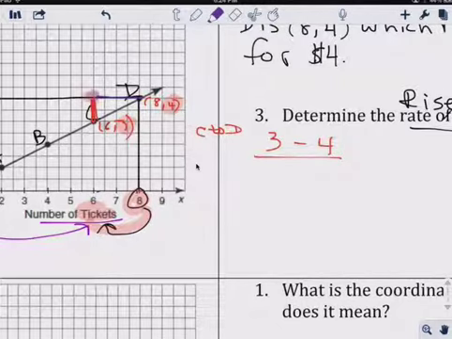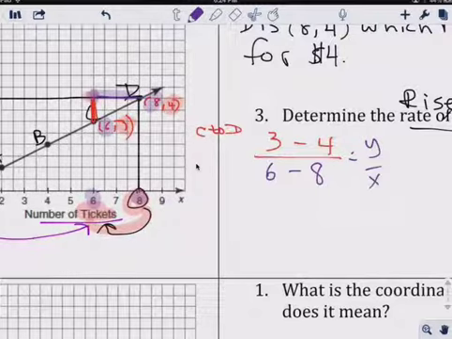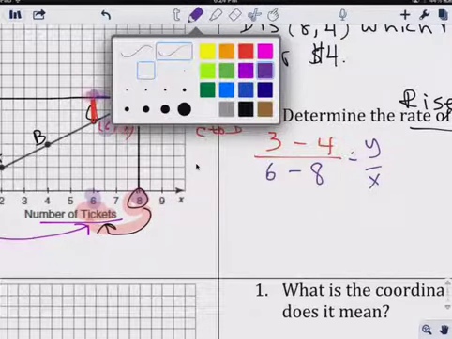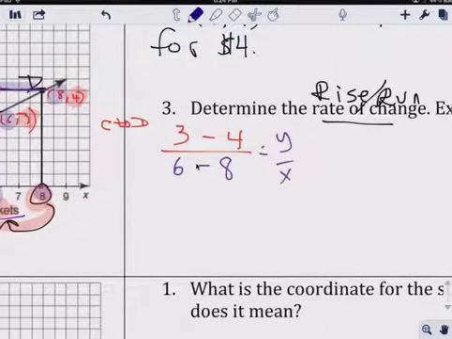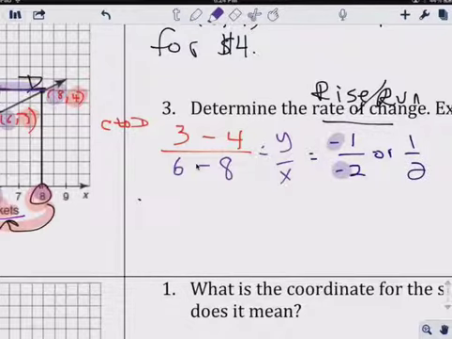6 to 8, from these numbers right here, same numbers. So 6 to 8, let's just write a dash. Notice that these are your Y's, the bottom are your X. So you have the rate of change is negative 1 over negative 2, or just 1 over 2, positive because 2 negatives make a positive.